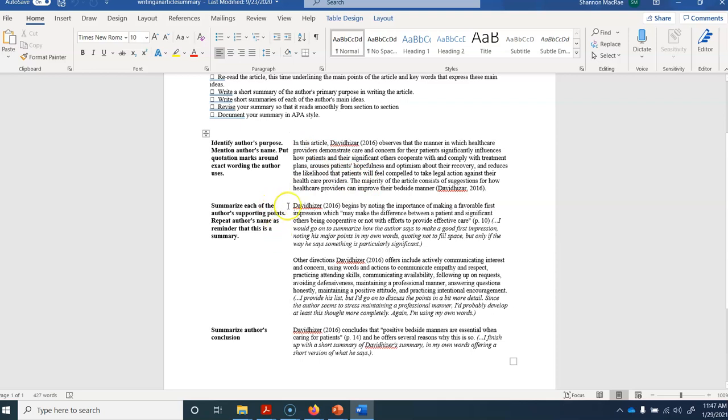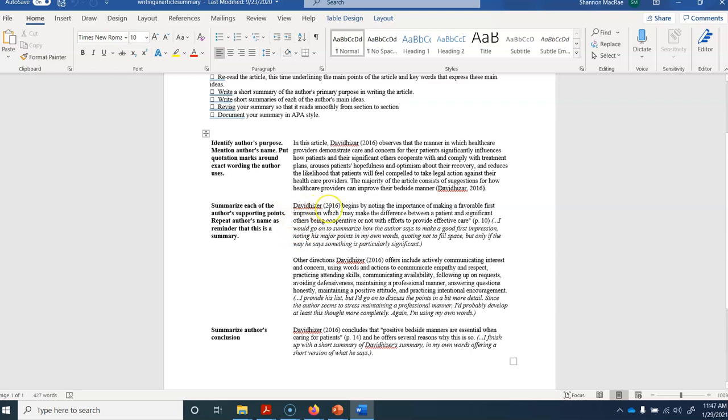The next part of the paragraph is where there's a summarization of each of the supporting points. So the person who read this original article went through and they identified the big main points that this author was making. And you'll see here, okay, that I haven't given you the full paragraph, okay, but to show what you would start to do.